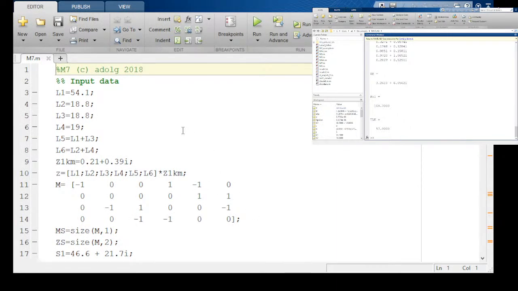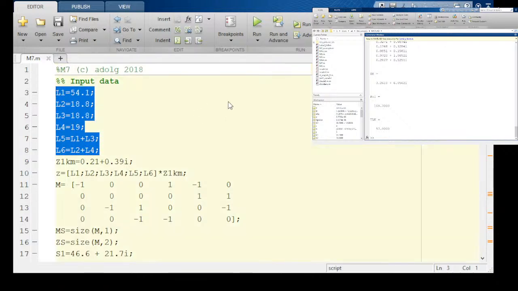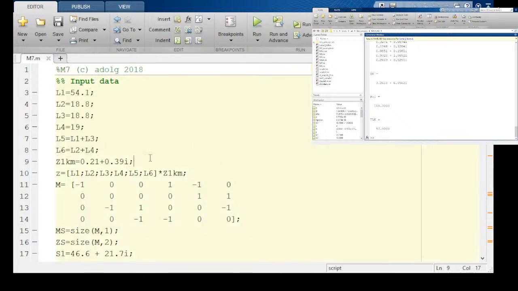I have a simple network of 6 lines, each 110 kilovolt. I have assumed equal resistance for the lines. It's for simplicity. So, resistance is line length multiplied by the resistance of 1 kilometer. It's just for simplicity.